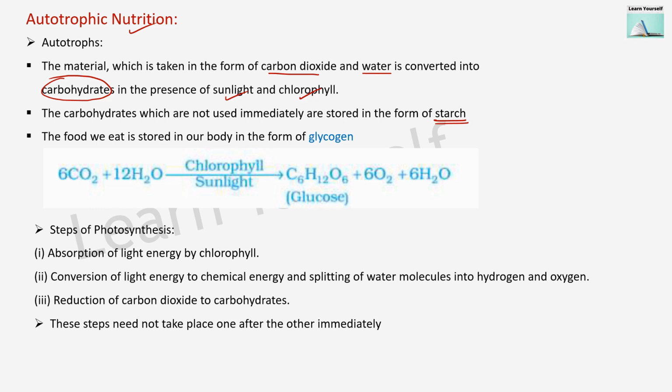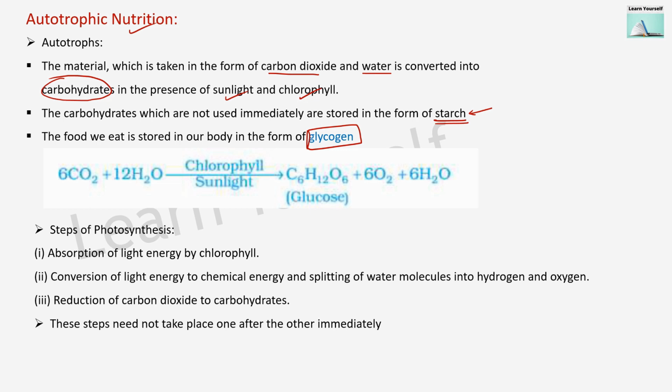Now the food we eat is stored in our body in the form of glycogen. So this is a basic difference between leaves and our body system: our body stores carbohydrates in the form of glycogen, whereas the plants will store carbohydrates in the form of starch when they are not using them.